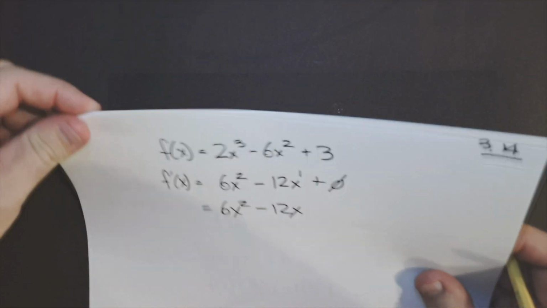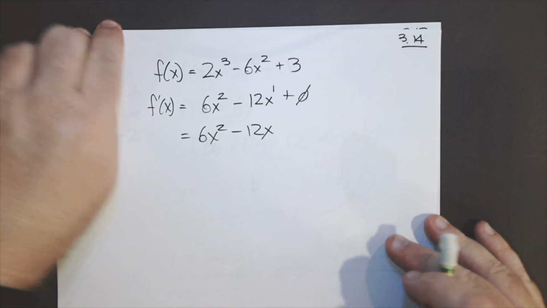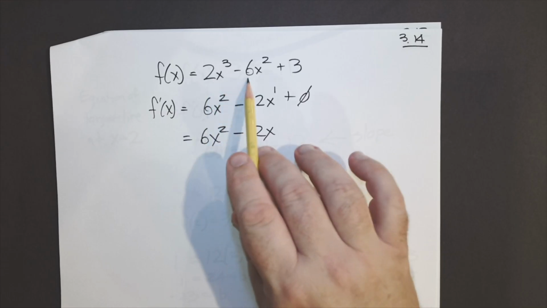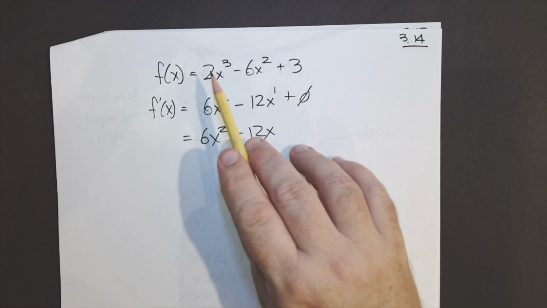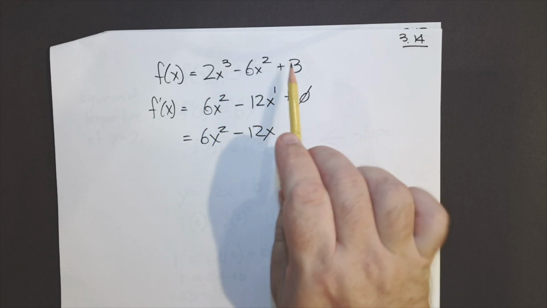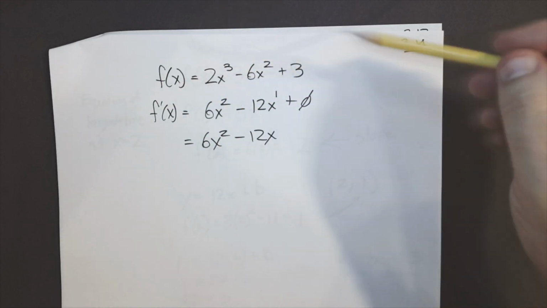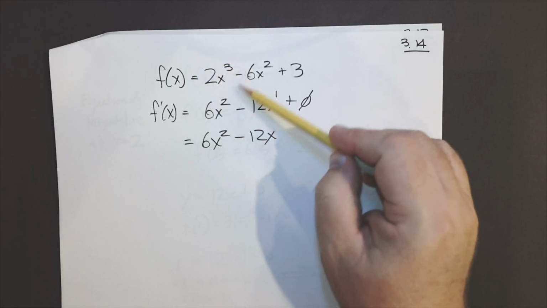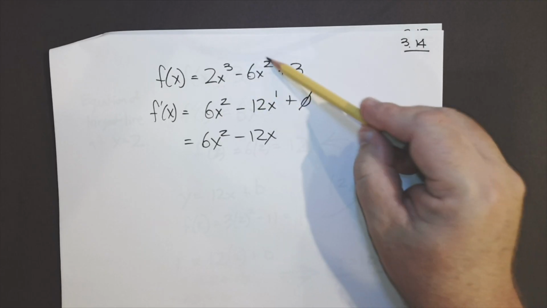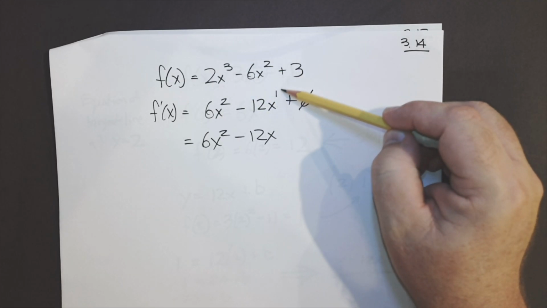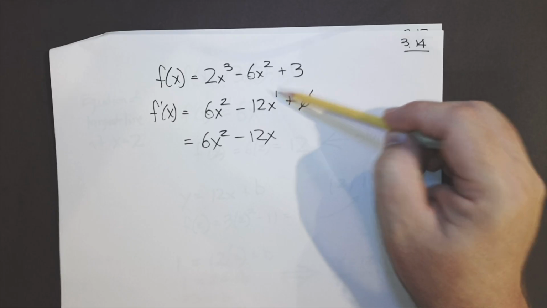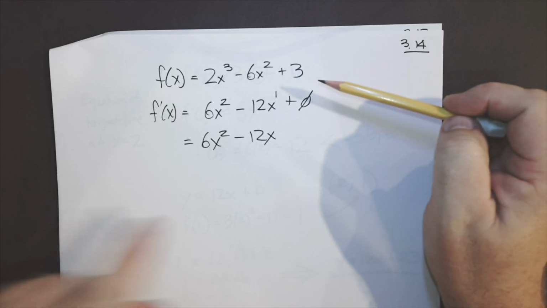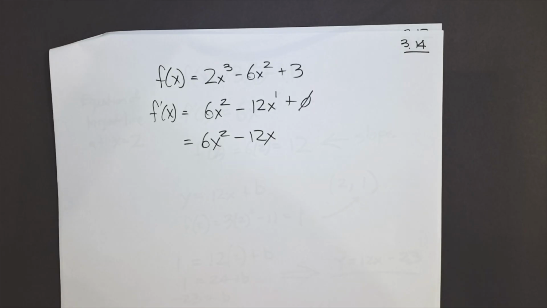And then 3.14. So here we're going to do the sum and difference plus the constant multiple. So we have kind of a bigger function here. Remember, we just take the derivative of each piece separately. Just each one gets its own derivative. So the derivative of 2x cubed is 6x squared minus derivative of 6x squared is 12x to the first. I put the 1 there, but you don't need to put that there. And the derivative of 3, remember the derivative of a constant is 0. So then our answer is 6x squared minus 12x.